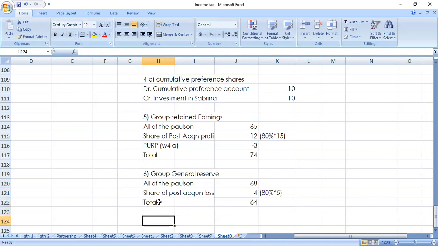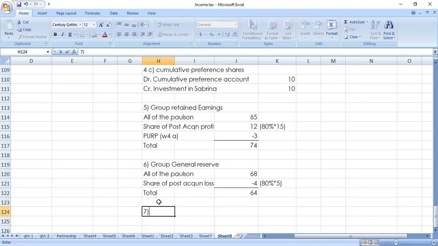So you're done with all the reserves. Then there's working number 7, which is the last, the non-controlling interest. We had a movement in preference shares, but as you saw, share premium doesn't have a movement. If it has no movement, you don't do anything.